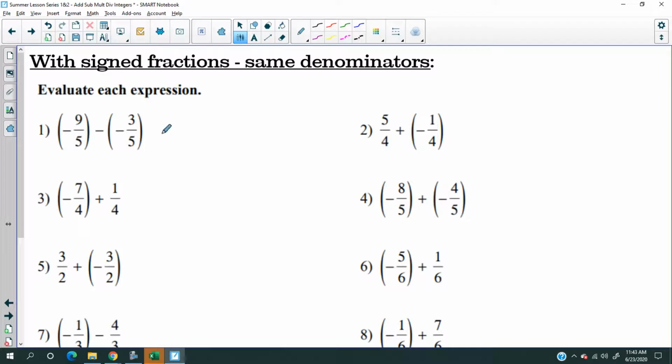I'm going to keep it simple here. So here we're going to evaluate each expression, okay, to solve. All right. Now, remember with fractions, right? If the denominators are the same, you keep the denominators and you add the numerator. Right? I'm just reviewing very quickly.